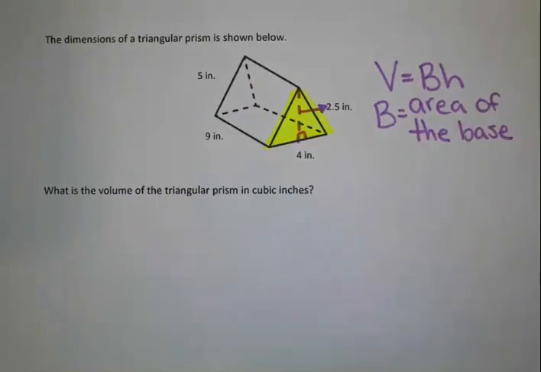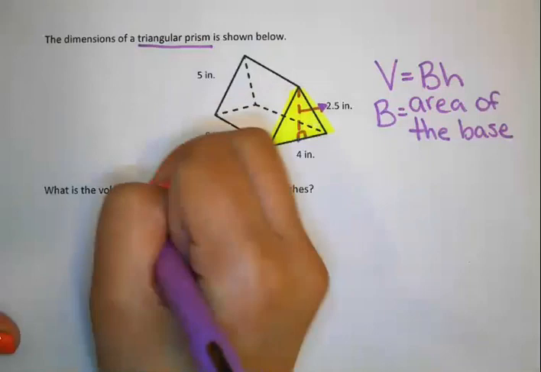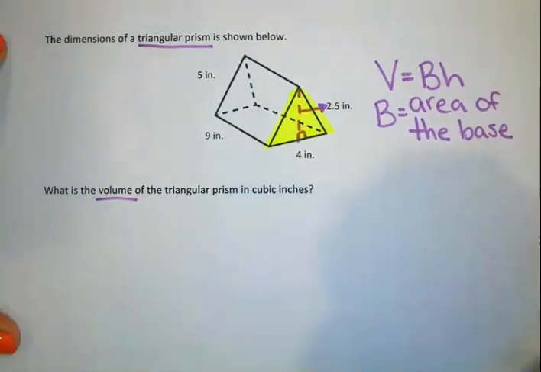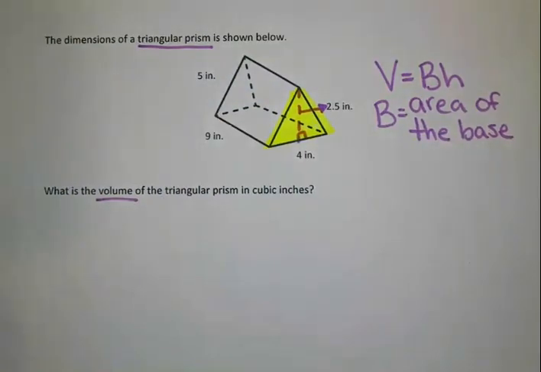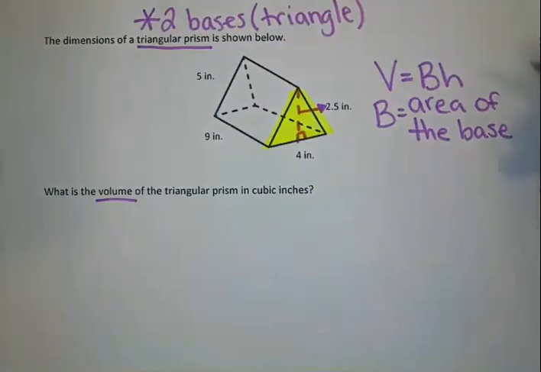It says, the dimensions of a triangular prism are shown below. What is the volume of the triangular prism in cubic inches? Our important terms here are going to be triangular prism and volume. Now that we know it's a triangular prism, we know that the base shape is going to be a triangle and it has two bases. The volume formula is going to be V equals area of the base times the height. So let's solve for the area of the base now.